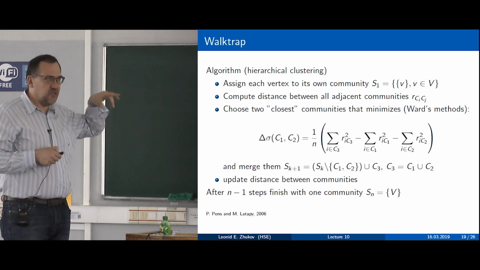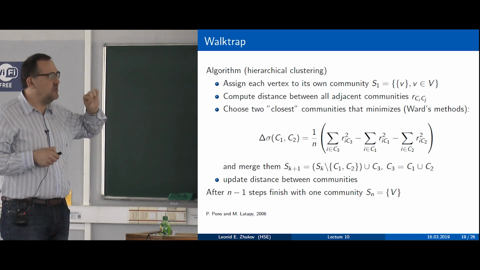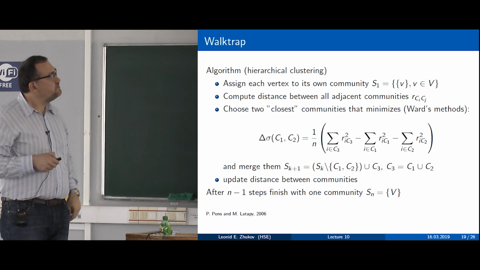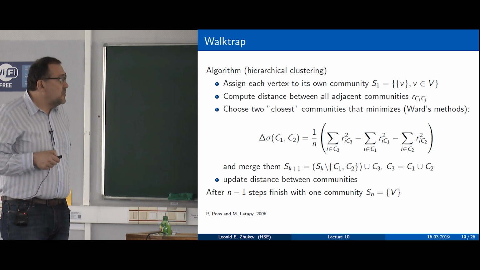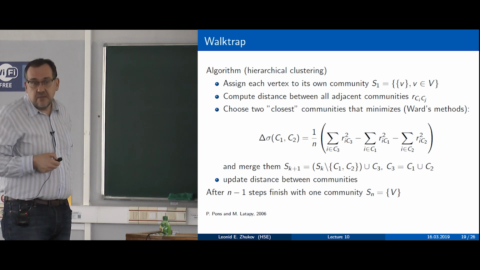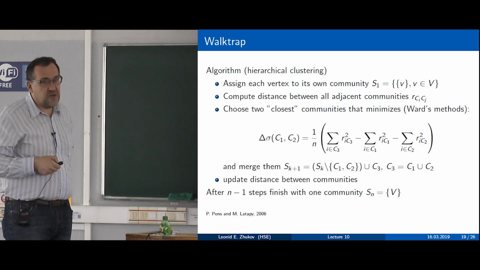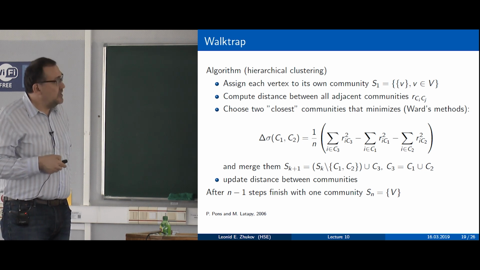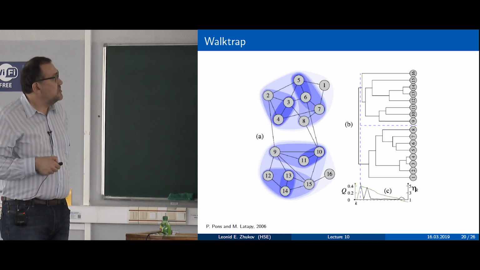And so it means you don't compute distances between any arbitrary nodes, but only those that are reachable in some number of steps. Choose two closest communities, and in the first iteration, it's the two closest nodes, and merge them into one community or one node. You know, it's actually called Ward's method if you remember data mining classes. And then just keep updating it.